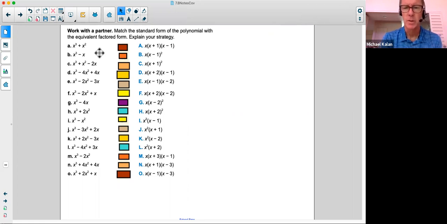So there's a couple of ways you could do this, and it's really up to you. But you can see here that you are to explain your strategy, which connotes that there's more than one way of doing this. One way would be to multiply out on the right and match it with the left. Another way would be to factor on the left and then match it with the right. So go ahead and try all those. This is really good practice right here. Remember, when you factor, you've got to factor all the way. All right, go ahead and try those.